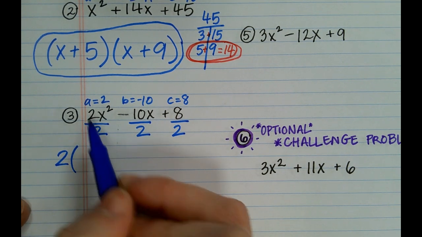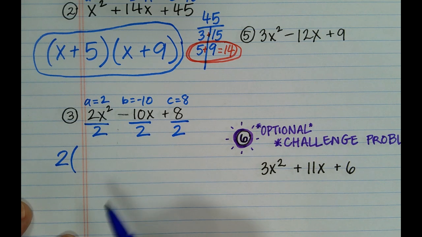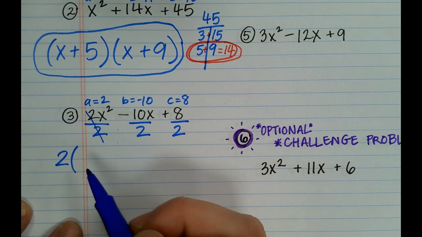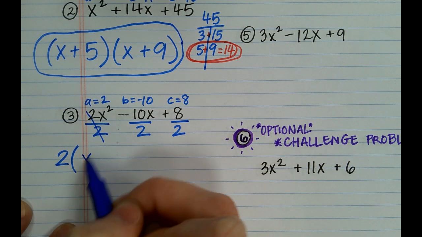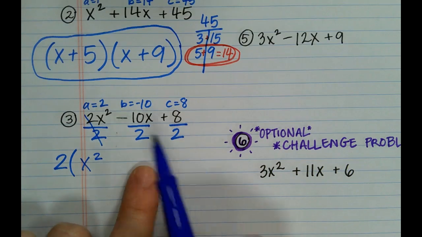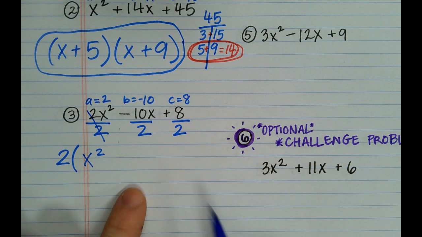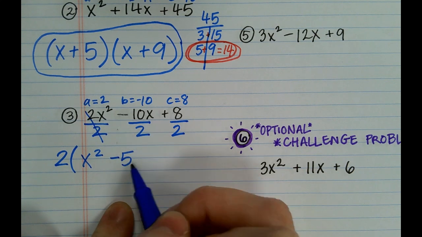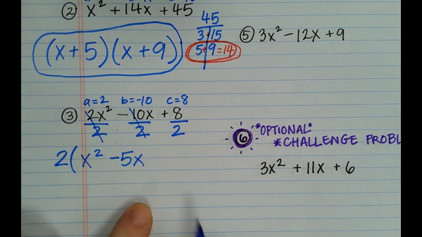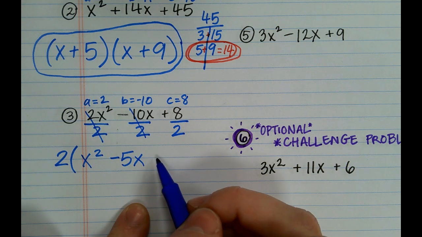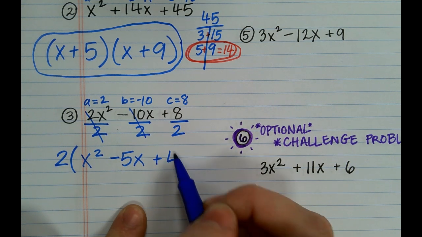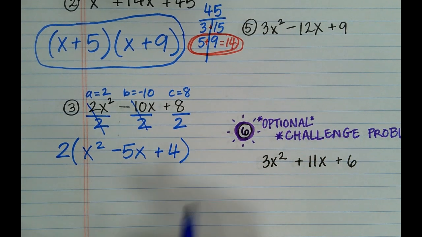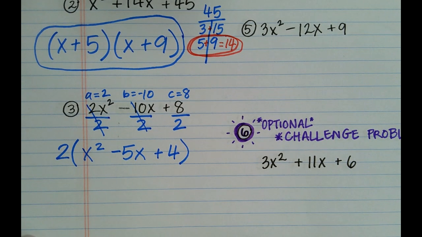So let's start with our A term. What's 2 divided by 2? 1. And 1x squared, we don't have to write the 1. We're just going to write x squared. Now let's look at negative 10 divided by 2. Negative 5. And we got to bring that x down. Now we have 8 divided by 2. 4. Good. So now we have a new quadratic expression where a does equal 1.